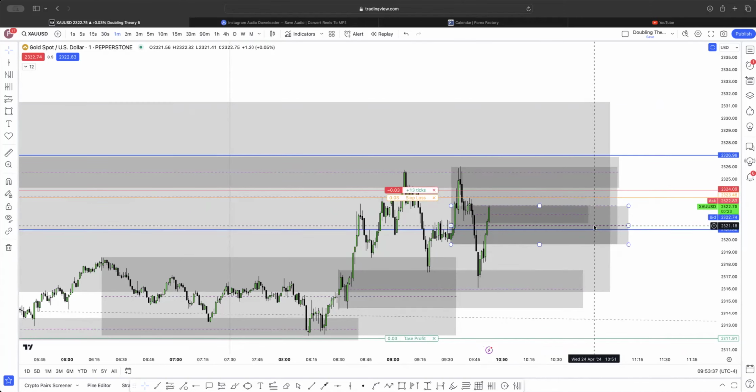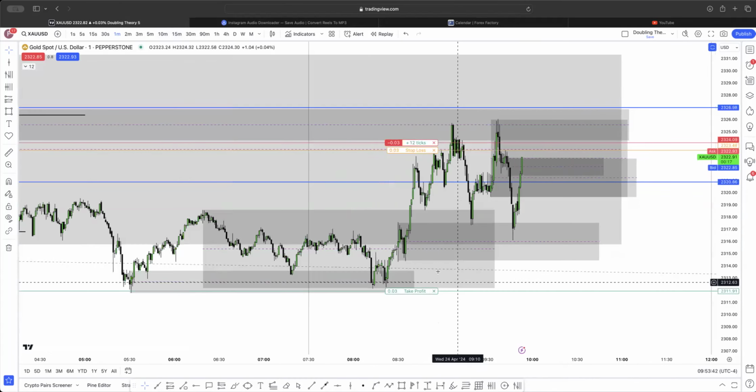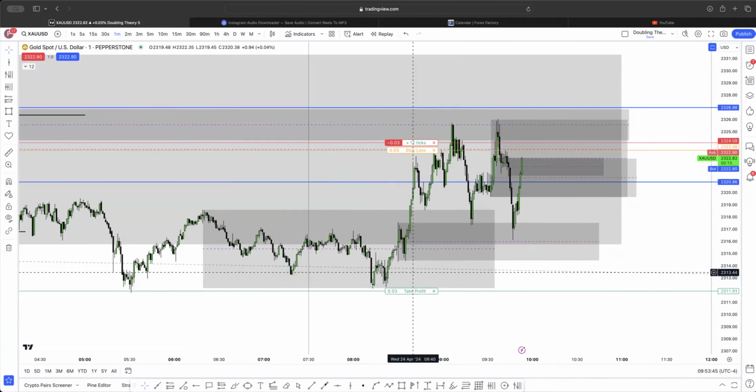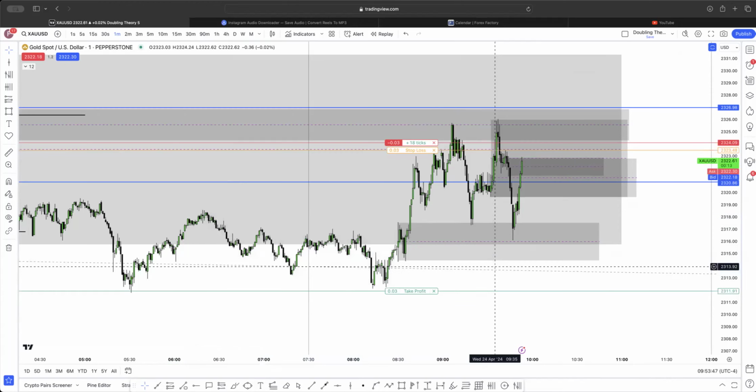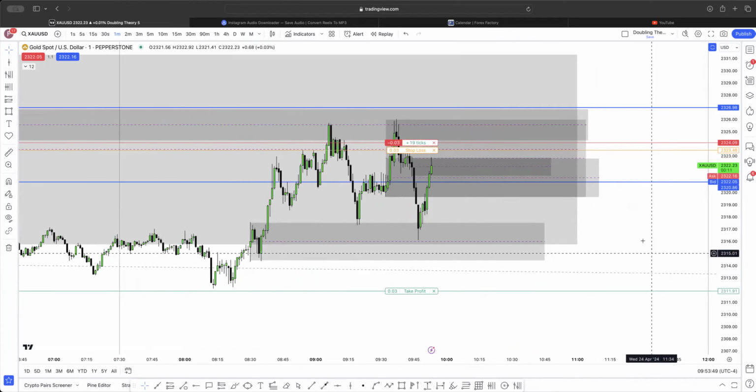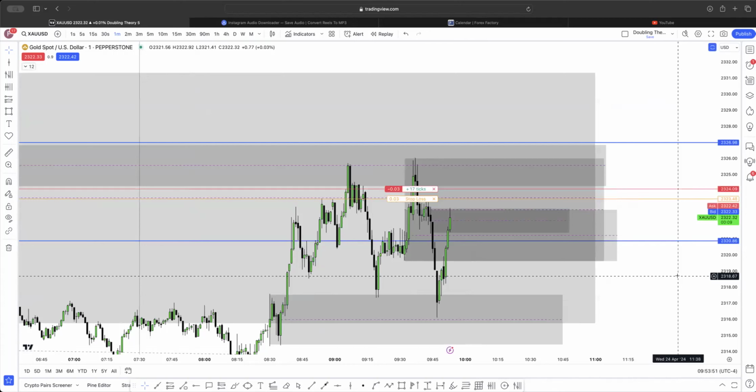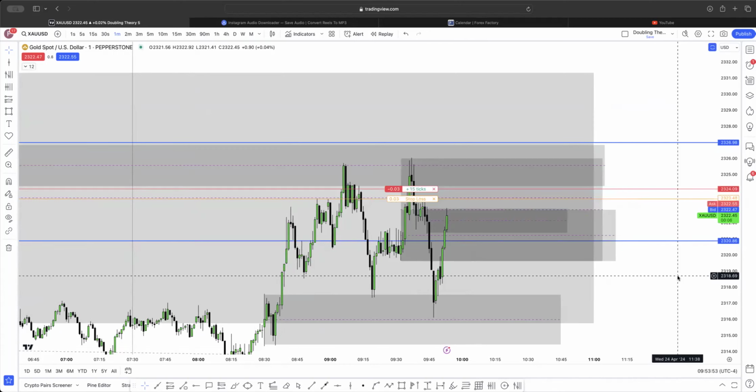I'm patiently waiting for London close. This type of price action is frustrating, but it is what it is. The day I decided that I want to come and show you guys something. What a pain. Let's see.